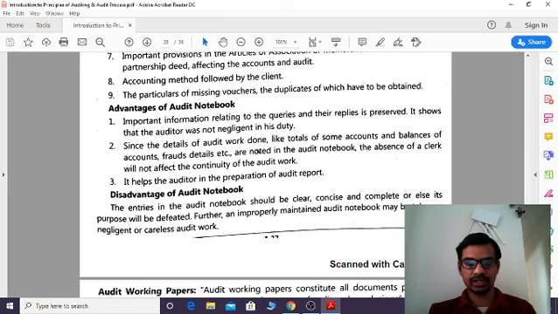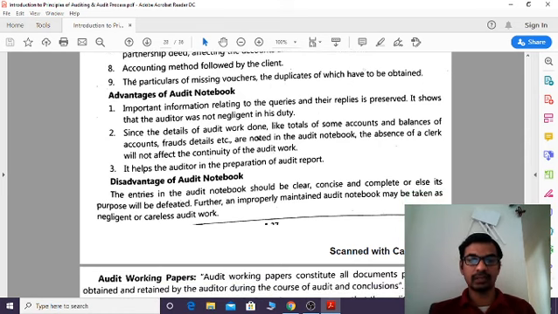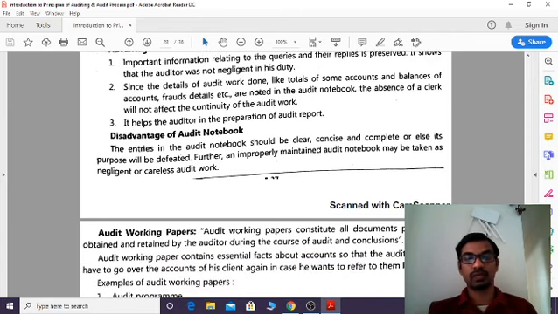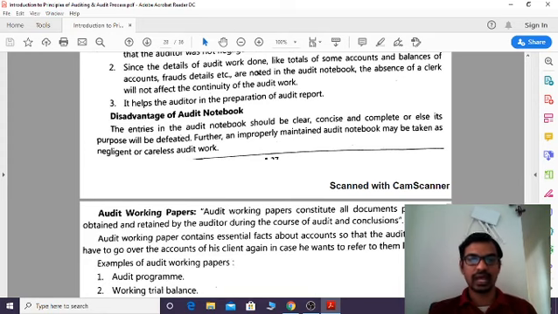That is the benefit. And the last one, it helps the auditor in the preparation of the audit report. Finally, when the audit report is prepared, at that time the information from the audit notebook is useful. So these are the advantages.